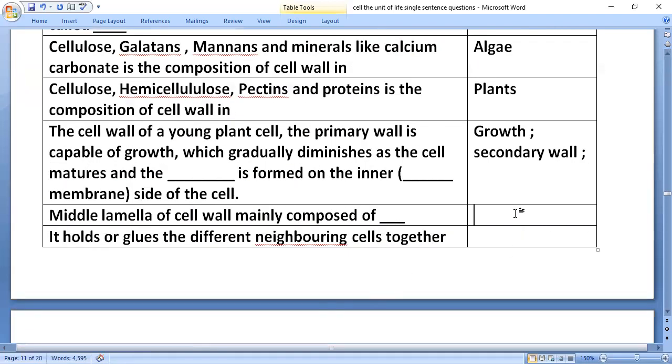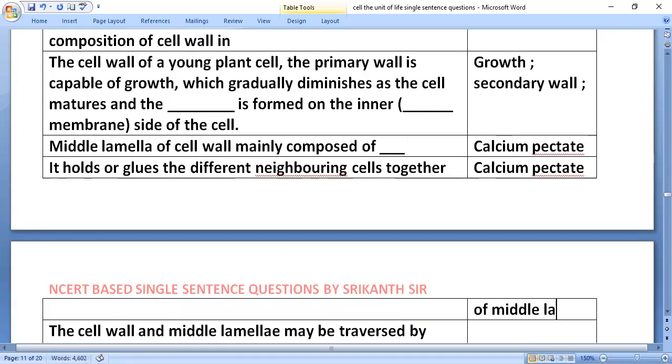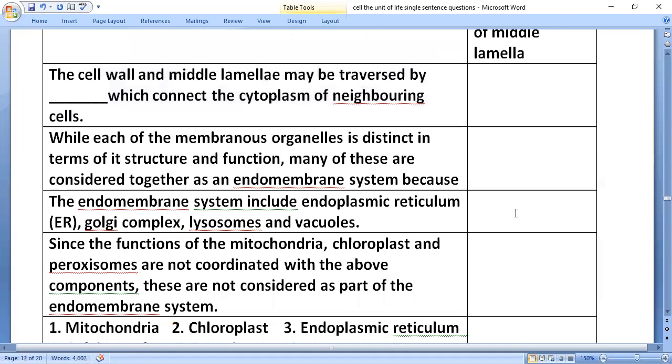The middle lamella of the cell wall is mainly composed of calcium pectate. It holds or glues different neighboring cells together. The cell wall and middle lamella may be traversed by plasmodesmata, which connect the cytoplasm of neighboring cells.